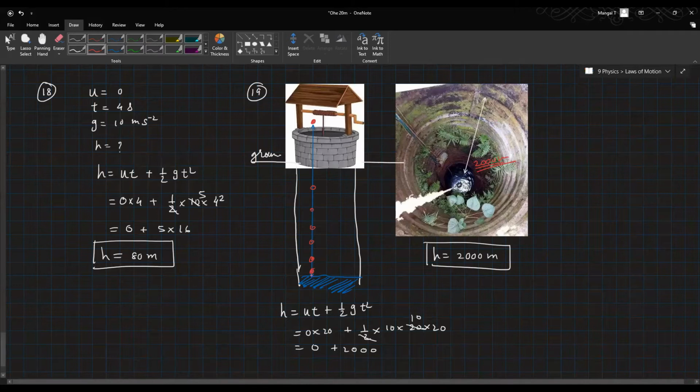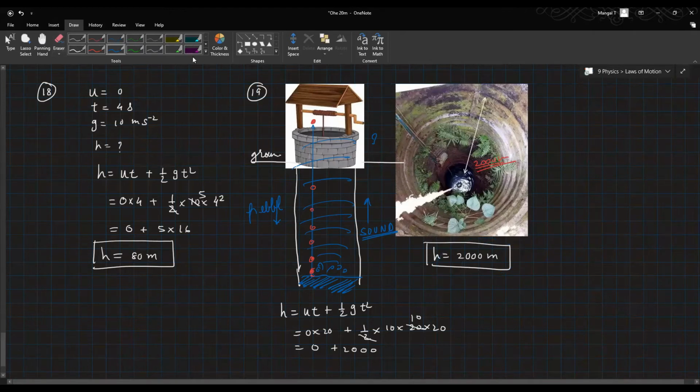When this pebble hits, it creates a splash. Now the splash sound is traveling and it will be heard by the person who dropped the pebble. So what was falling? The pebble was falling. But what is traveling up? The sound is traveling up. How much does the sound have to travel? The sound has to travel 2000 meters.